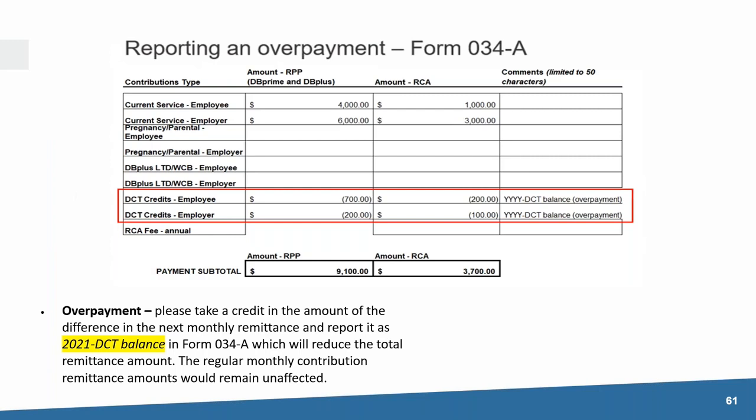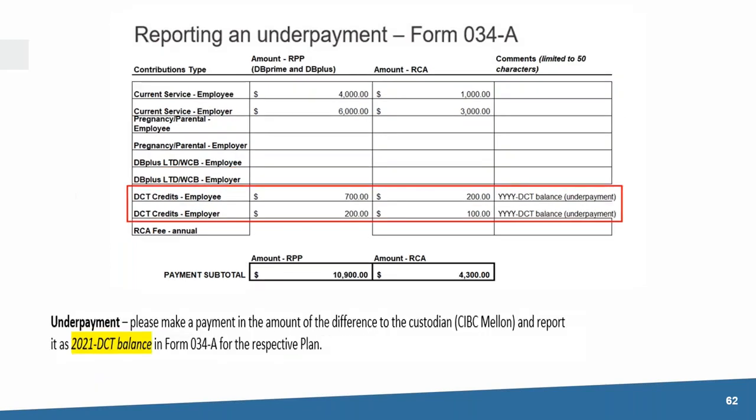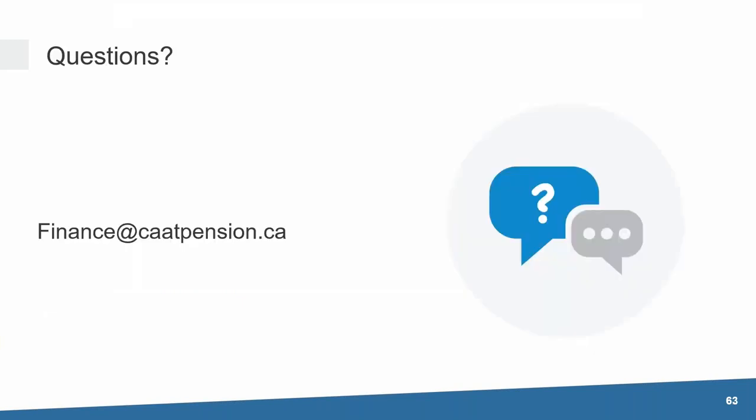Here you can see an example of such a credit on the Contribution Remittance Summary Form 34A. Please remember to retrieve the relevant contribution form from our website at the time when you prepare the remittance to ensure that the most up-to-date version is being used. Here you can see an example of an employer reporting an underpayment on the Contribution Remittance Summary Form 34A. Again, we do ask that you retrieve the most relevant form from our website to make sure you're using the most up-to-date version. This concludes the finance portion of today's presentation.